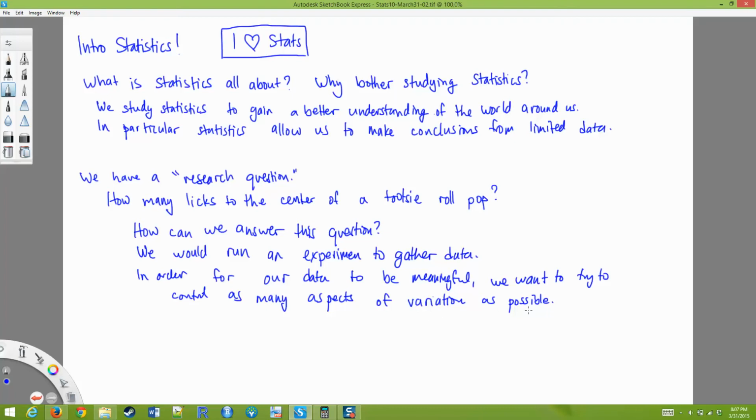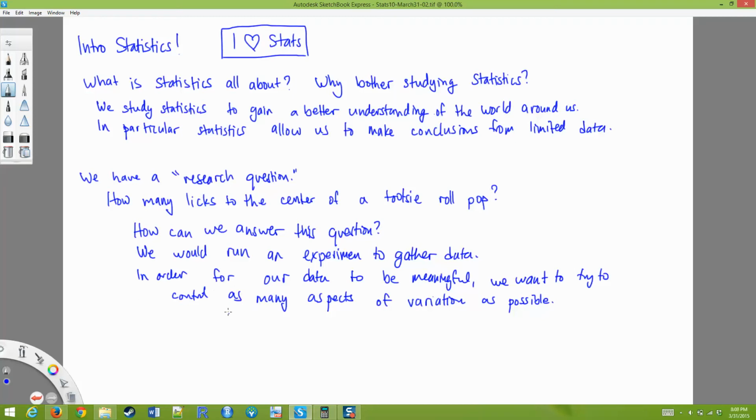So what does that mean? Control the aspects of variation. Any idea what that means? Kind of getting rid of the wild cards? Yeah, getting rid of wild cards. So when we're asking people to count how many licks it takes to get to the center of the Tootsie Roll Pop, we want them to be taking their licks in a consistent manner. If you're going to take a lick, don't swirl it around and just leave it in your mouth and say that's one lick, versus someone else who treats it like an ice cream cone and does a proper swipe of the tongue, whatever we want to call it. We want a good definition of what is a lick.